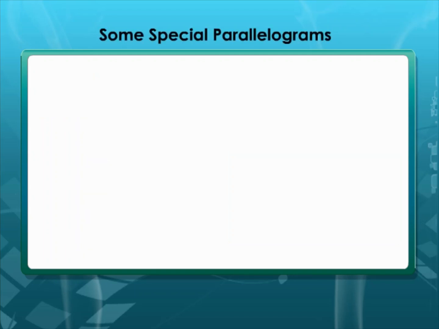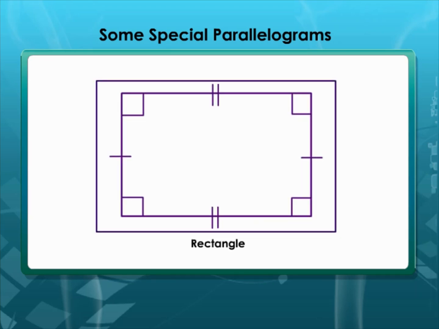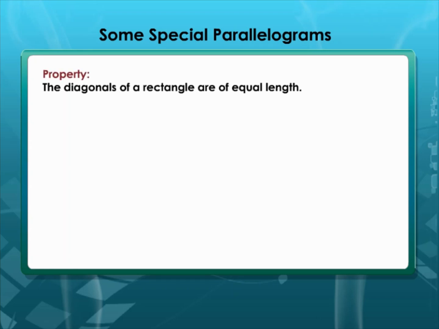The next special parallelogram is the rectangle. We already know a rectangle is a quadrilateral with its opposite sides equal and all angles are also equal, which is 90 degrees. Now let us see the property. The diagonals of a rectangle are of equal length.